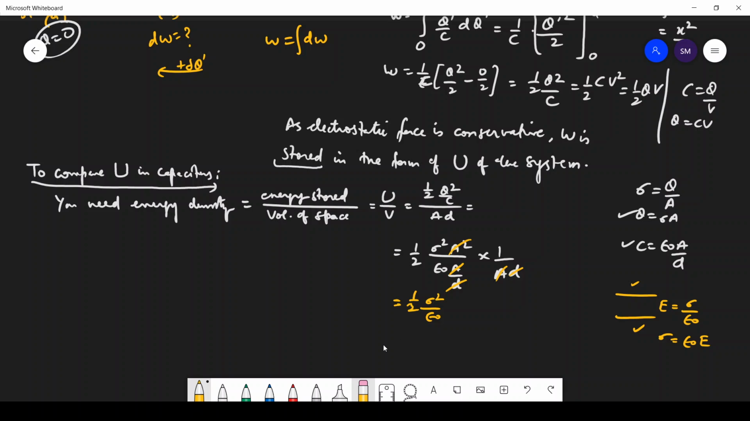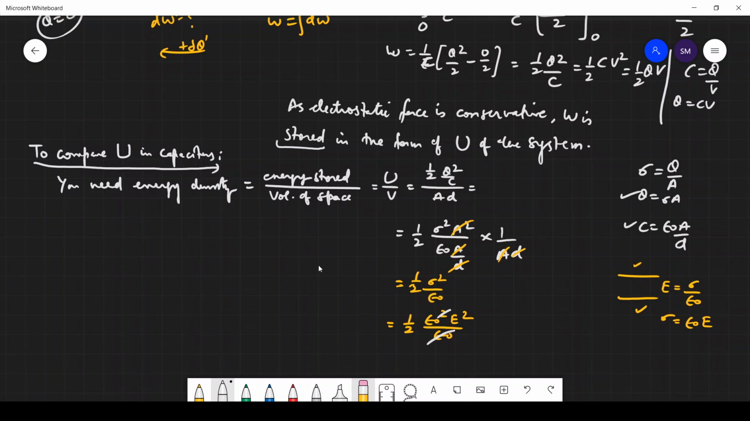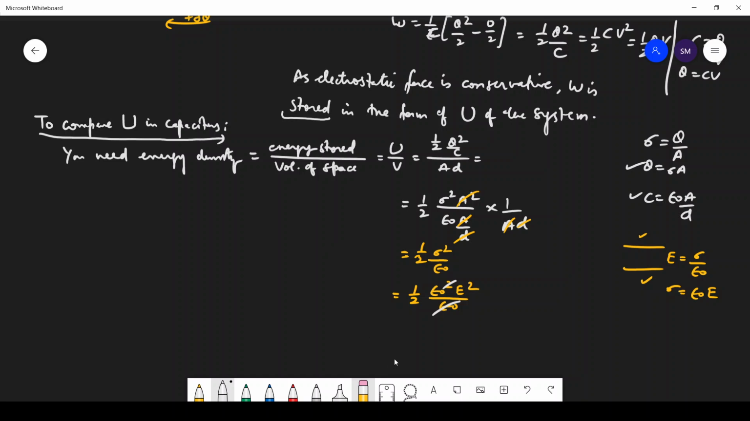So put this value over here and I get 1 by 2, so E square upon epsilon naught. So one epsilon naught will be cancelled out, and that's what the energy density is. And always the energy density we write with small letters. So u is equal to 1 by 2 epsilon naught E square.